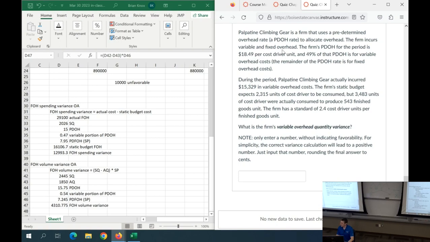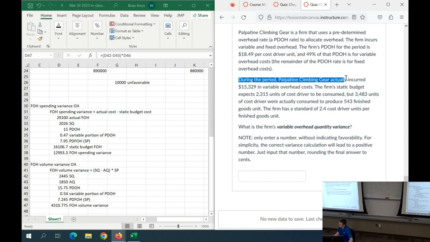Okay, great. We can get our standard price by multiplying 1849 by 49%. Because now we're not worried about the fixed portion, which is the remainder after the variable portion. So it's not 1 minus 49%. Now it's just 49%. 1849 times 49%. That's going to be our standard price.